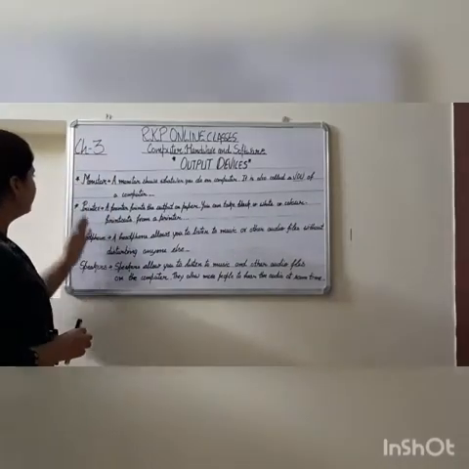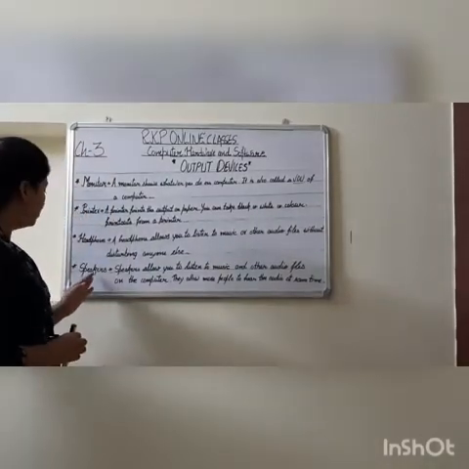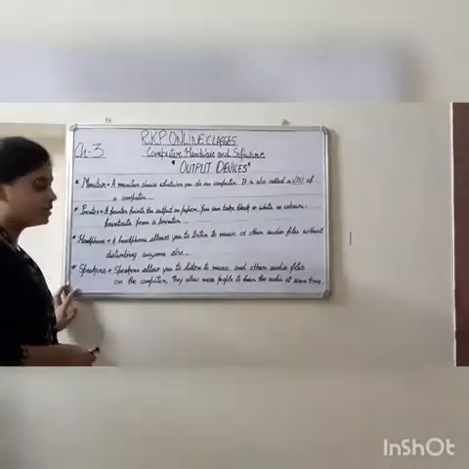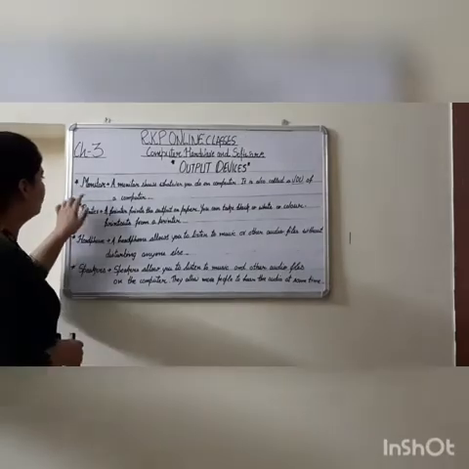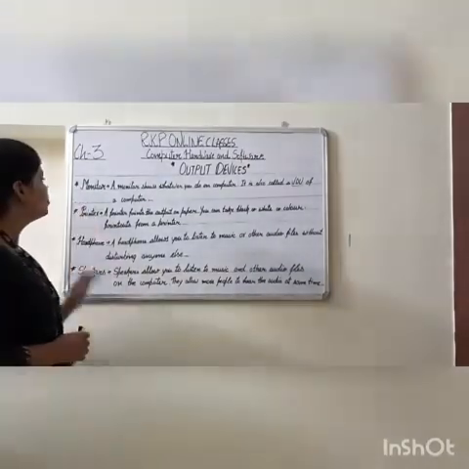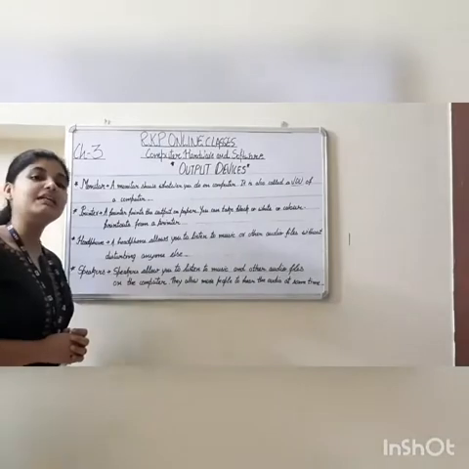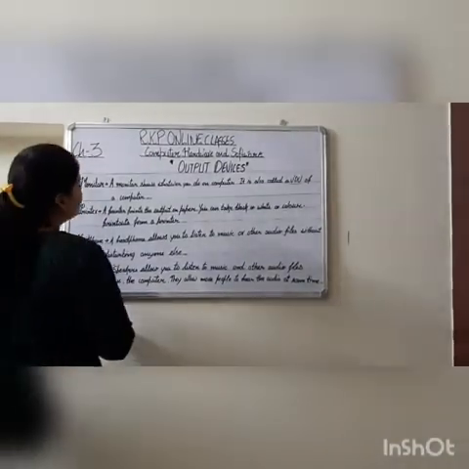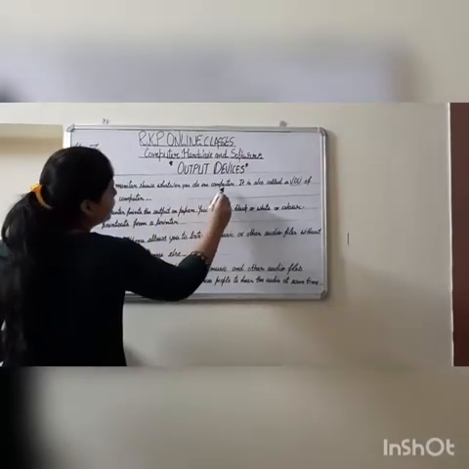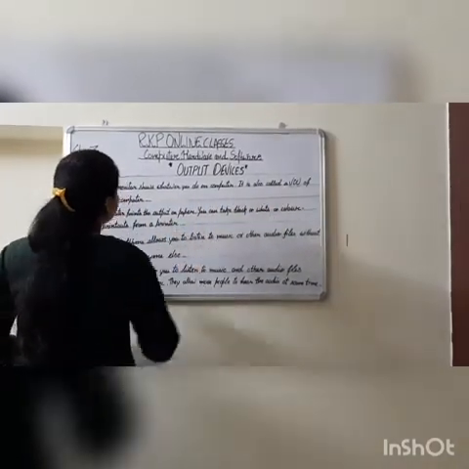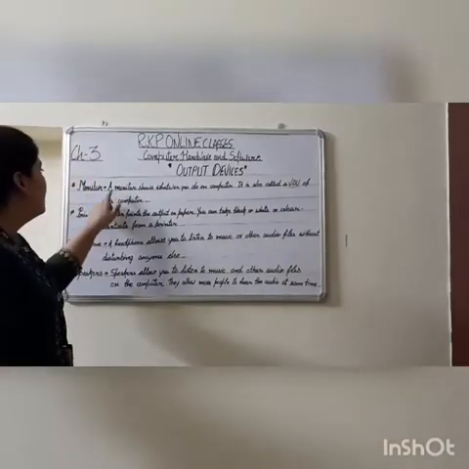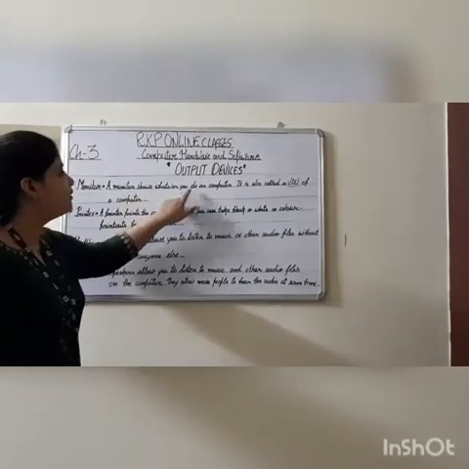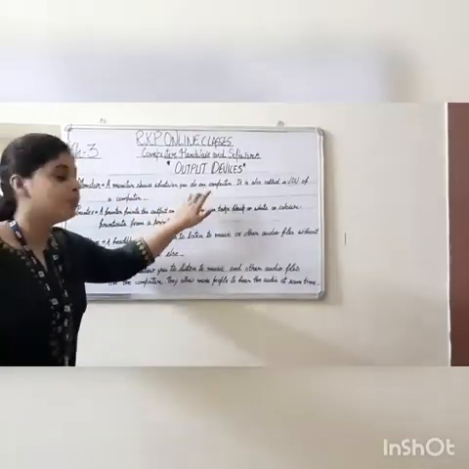So here you can see some popularly known output devices that are being used. First is the monitor. You must have seen this monitor screen in the computer lab. This looks like a television screen. What is the function of a monitor? A monitor shows whatever you do on a computer. It is also known as the VDU of a computer. What does a monitor do? It shows whatever we do on a computer system.